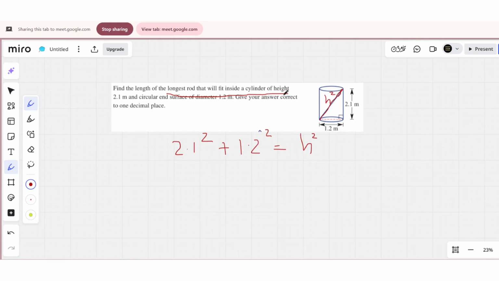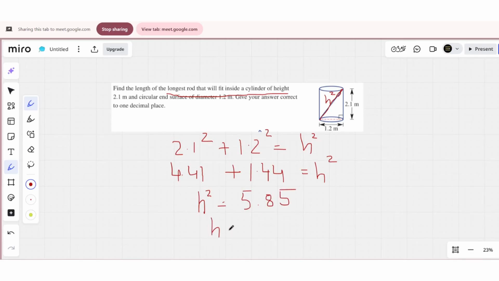What is 2.1 square? 4.41. What is 1.2 square, Amira? 1.44. If we add them, what will we get? X square equals 5.85.